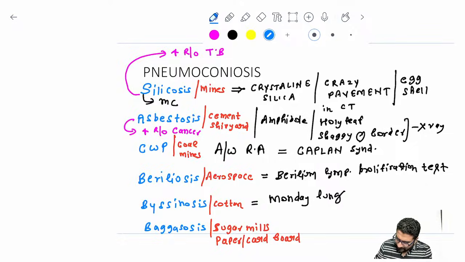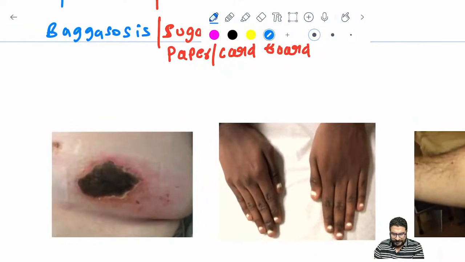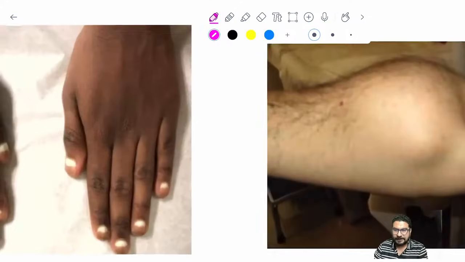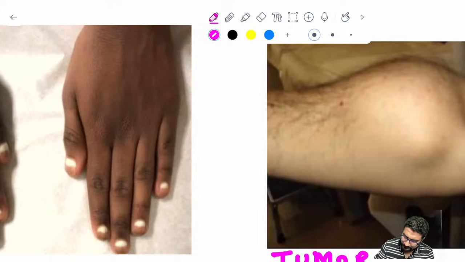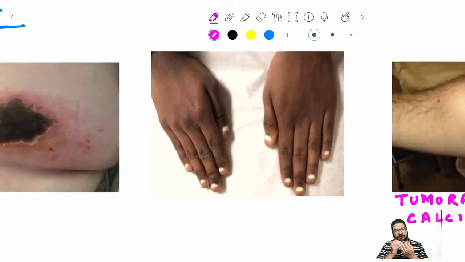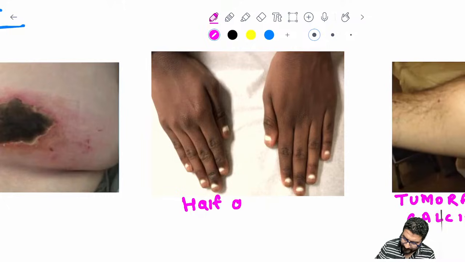Done. Okay, now what finding can you see? Suppose I tell you this is a patient of CKD. So what you can see in this image is a soft tissue swelling. This soft tissue swelling is called tumoral calcinosis. And you can see half of the nail is white and half is pink, near the lunula of our nail. So what we call this? Half and half nail.